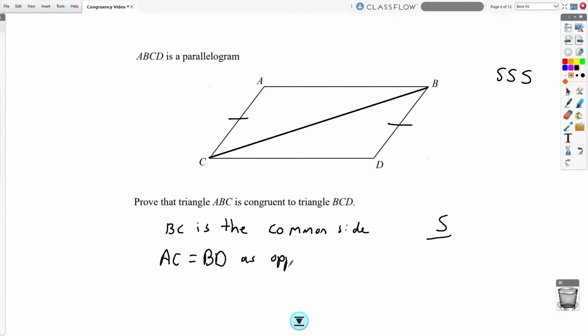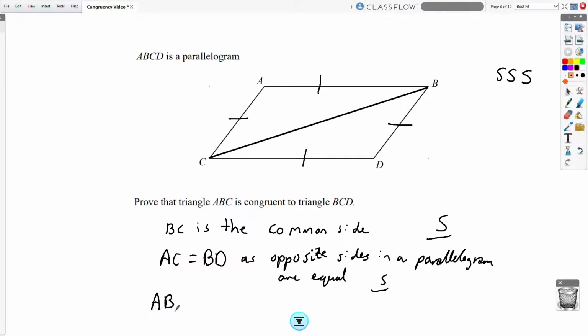As opposite sides in a parallelogram. So we have another side, and then using this same rule, you don't have to state again, AB is also equal to CD. So we'll just draw an arrow showing we're using the same rule.